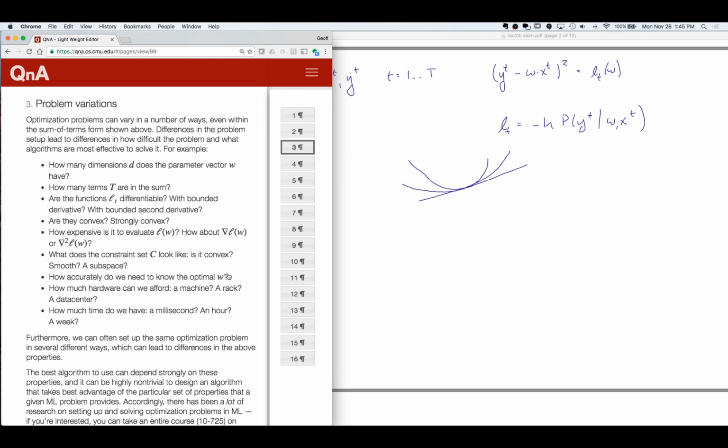If we can afford just one processor on our machine versus if we can afford an entire data center, that opens up different algorithms. Same thing, we might have a hard real-time constraint. We might have to answer every prediction in a millisecond, or we might even have to solve the entire learning problem in a millisecond. Or we might have an hour or a week. And a lot of times we can set up the problem in a lot of different ways, and that can lead to differences in the properties above.